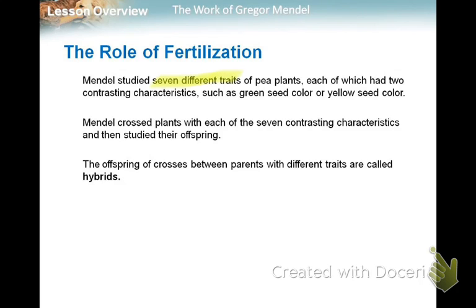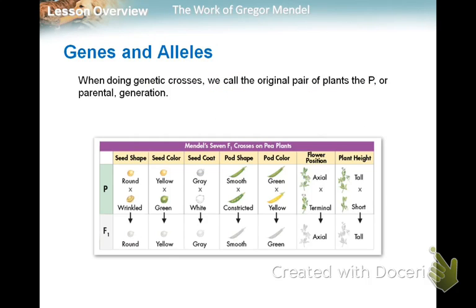Specifically, he looked at 7 different traits, each of which had 2 different characteristics. So with seed color, either green or yellow. The offspring of crosses between parents with different traits are called hybrids. Just like a hybrid car that has two different engines, a gas engine and an electric engine, we have two different traits that are being crossed.